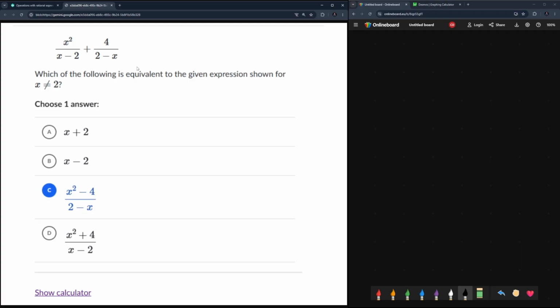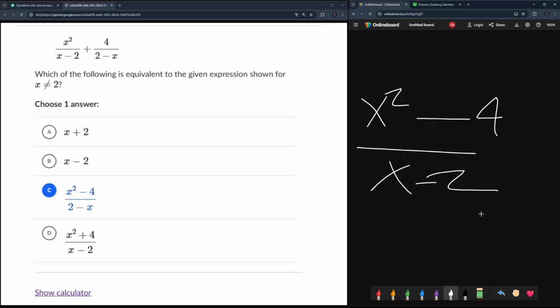Instead, we can multiply the right fraction by -1, bottom and top. If we multiply the bottom by -1, it's going to give us -2 plus x, which is what we have here. So now we have the same common denominator. We also multiply the top by -1, which is -4. So we're going to have x squared minus 4 over x minus 2. That's what we're going to have. And none of the options match our answers. So what do we have to do?